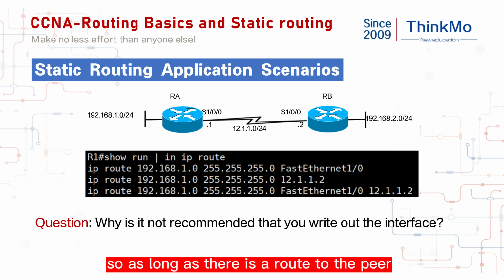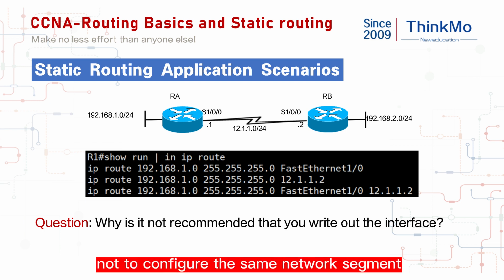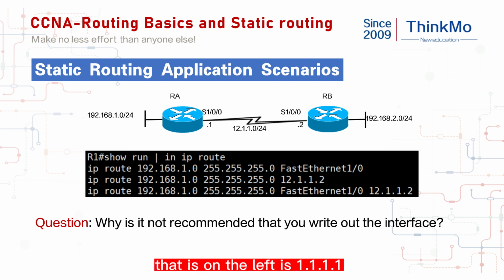So as long as there is a route to the peer, to send the data, then under this link, the two serial line interfaces may not be configured in the same network segment. That is, on the left is 1.1.1.1, on the right is 2.2.2.2. As long as there is routing, they can communicate directly.